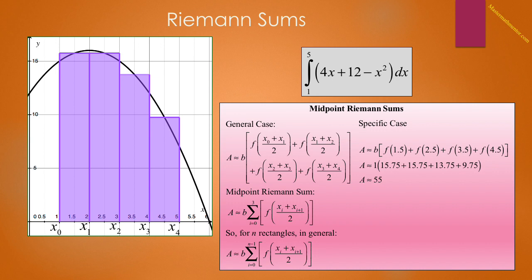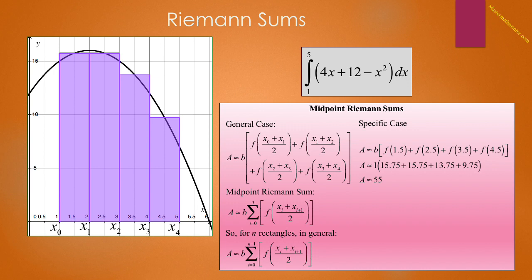Our specific case will be b times f of 1.5 plus f of 2.5 plus f of 3.5 plus f of 4.5. Our base is still 1, and now we have to plug 1.5, 2.5, 3.5, 4.5 into our expression, and as we said, it might be a little bit messier and you might need a calculator. We get 1 times the quantity 15.75 plus 15.75 plus 13.75 plus 9.75, getting an area of approximately 55.